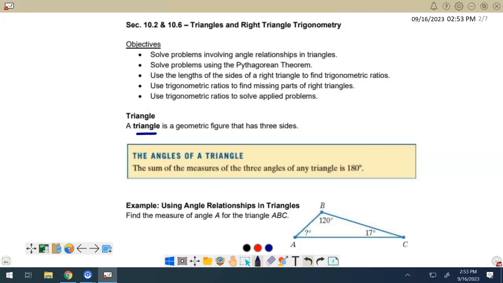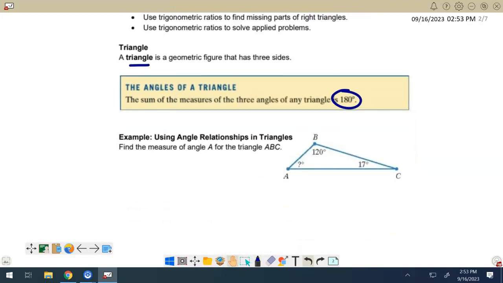The sum of the measures of the three angles of any triangle is 180 degrees. So the three angles have to add up to 180. So one type of problem you're going to see on the homework is, here's a triangle, you have two of the angles, find the measure of that third angle. So you know that all three of these angles have to add up to 180.